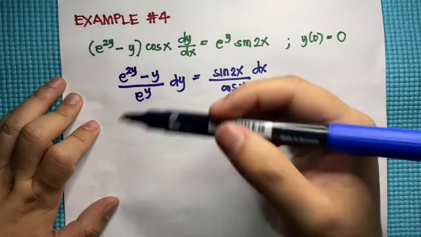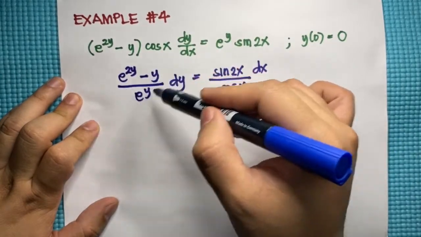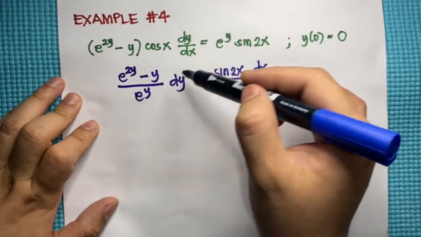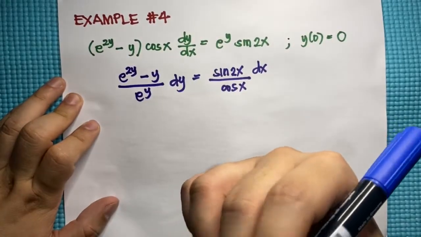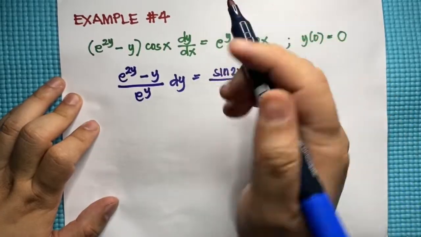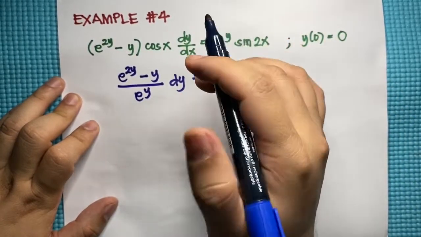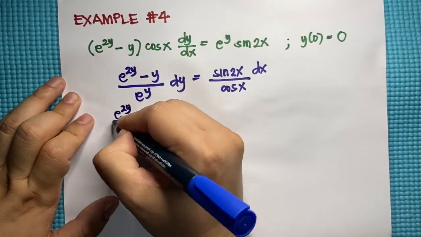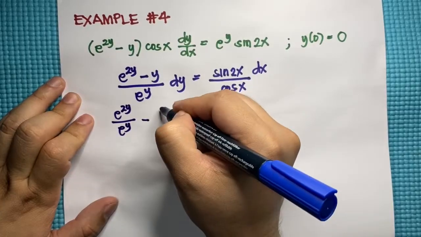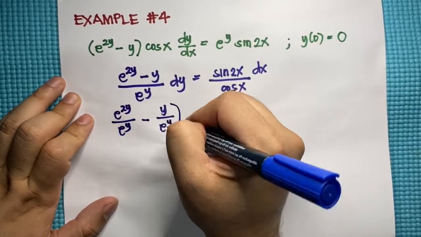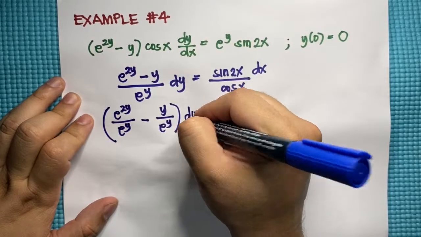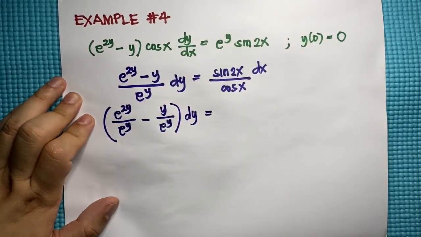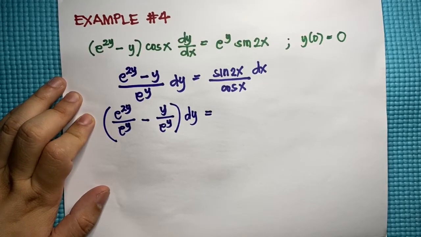On the left-hand side, there is an operation involved, which is a division. In such a case, before we integrate, we usually perform the operations involved. So this would be the same as e^(2y)/e^y − y/e^y, and everything is multiplied by dy. And the one on the right-hand side, we cannot right away integrate.